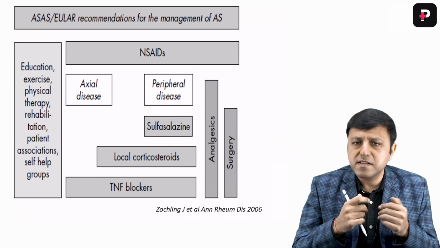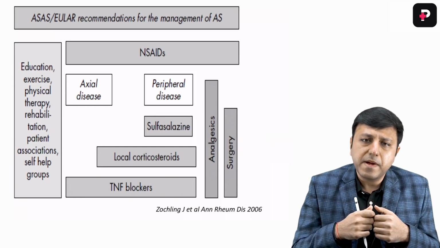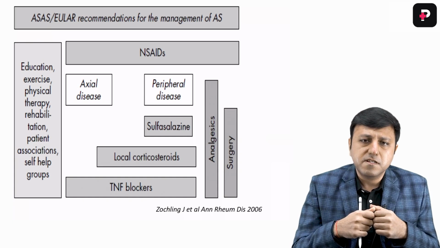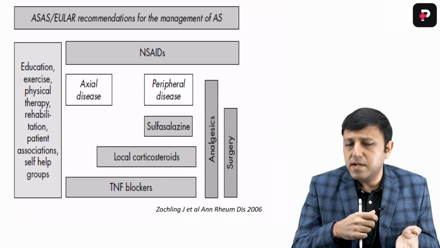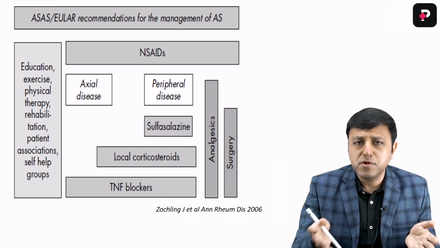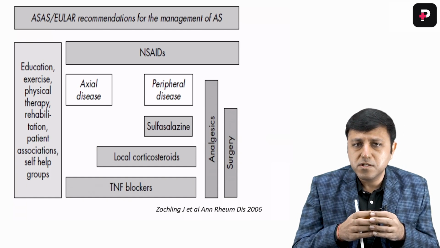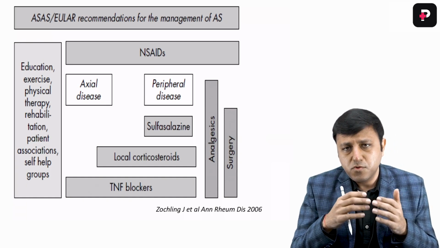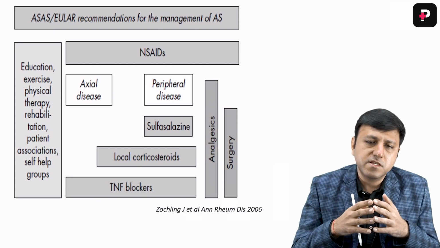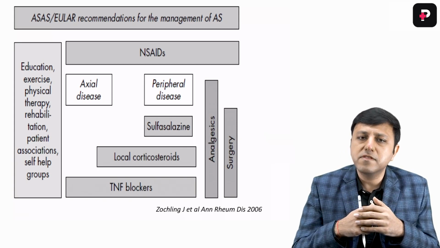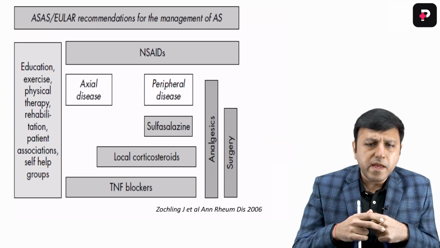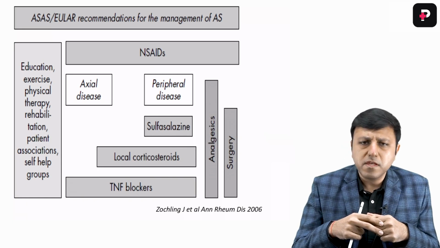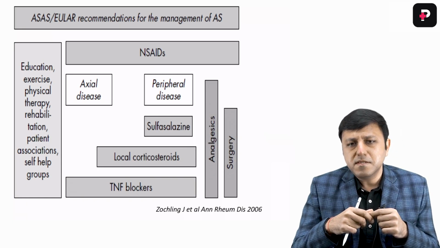And this disease affects the young, so it may have an impact on the financial status of the patient as well. The patient may lose his or her job due to the disease. So you need to counsel the patient that you have to be active, you have to be socially active, you have to be regular with the treatment. NSAIDs are useful in both axial and peripheral disease.